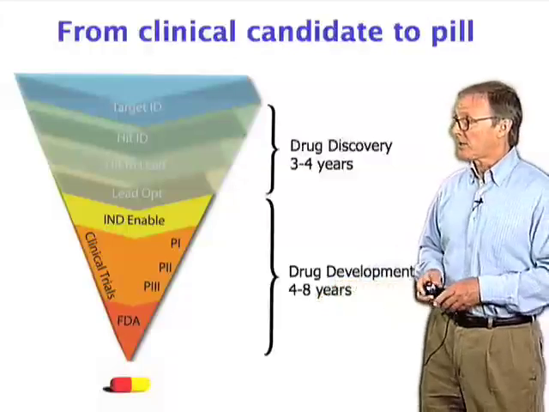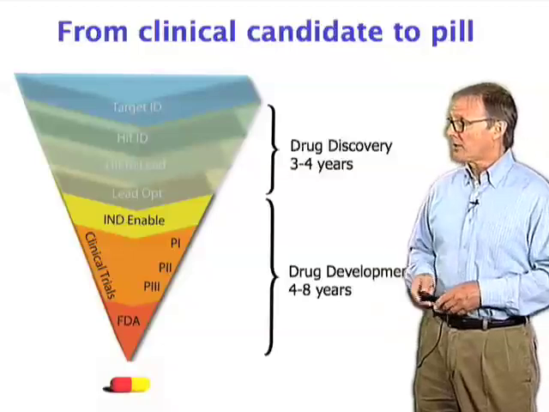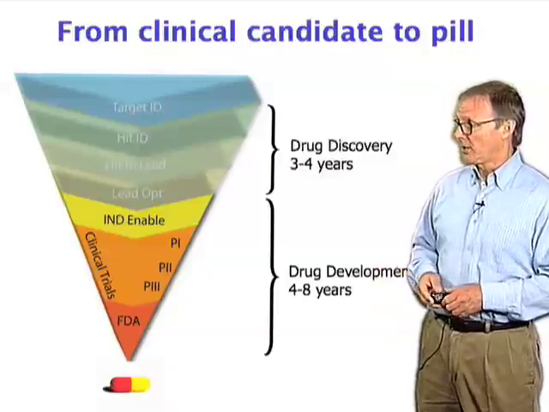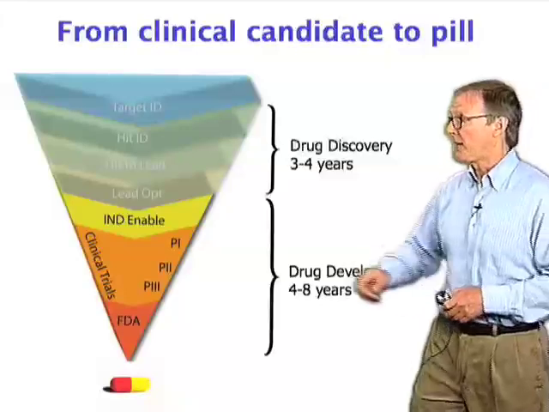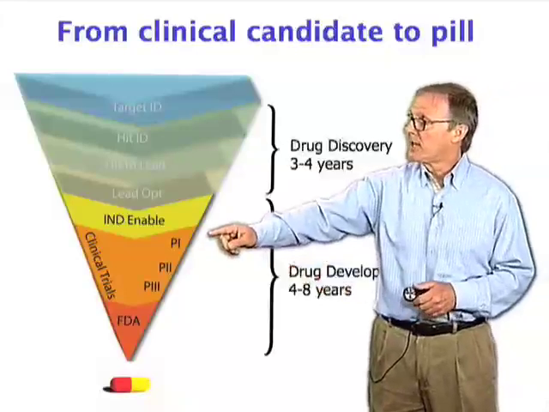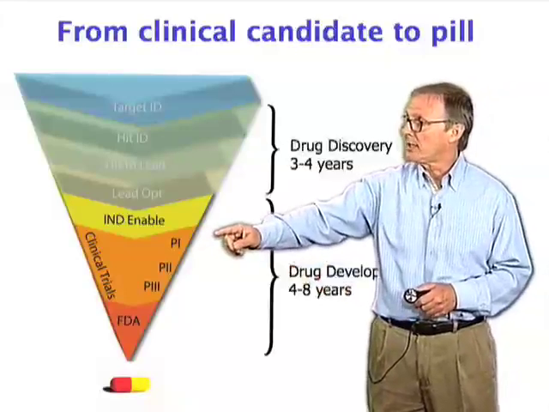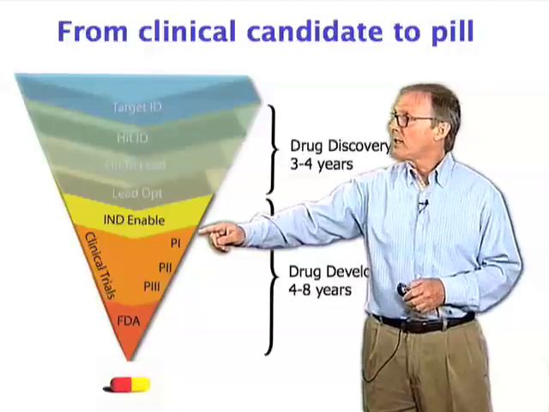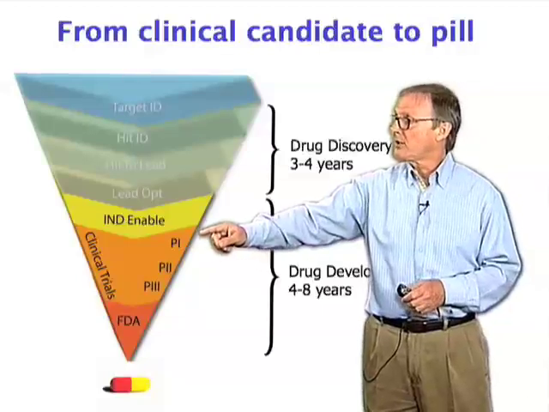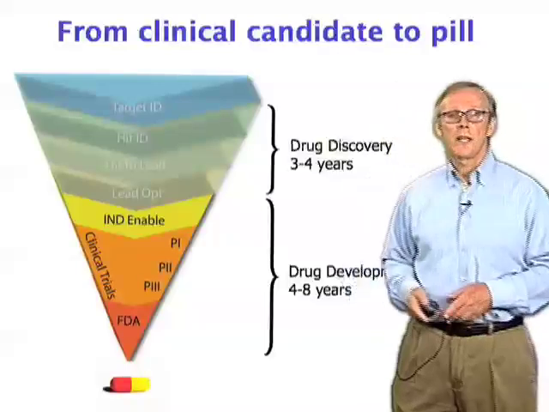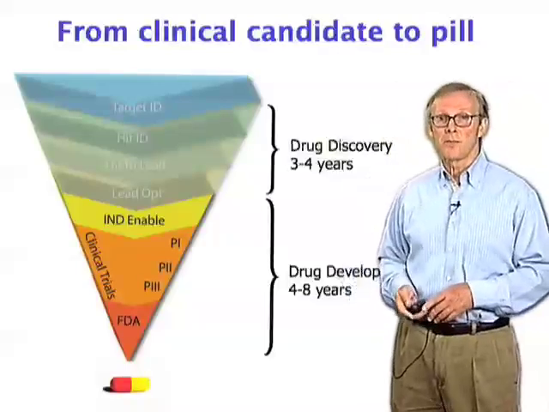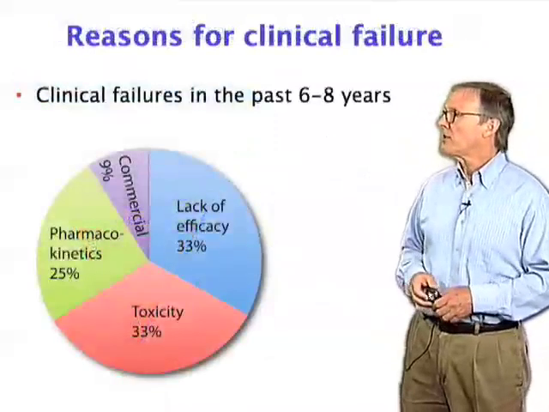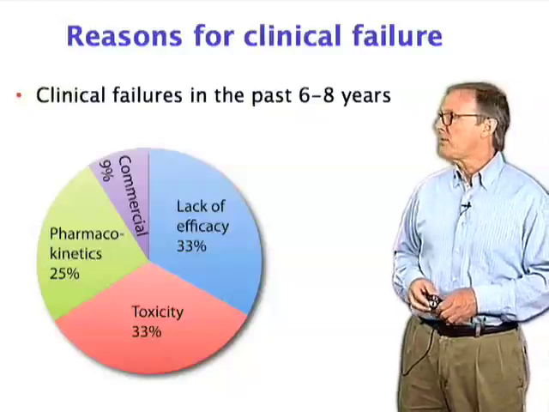And it's worth considering some of the reasons that compounds fail. We show this as a funnel because there's a lot of attrition in this process. In fact, when a compound enters the clinic in phase 1, only 1 in 10 compounds will actually make it to being a pill. What are some of the reasons that they don't make it all the way to being a pill?